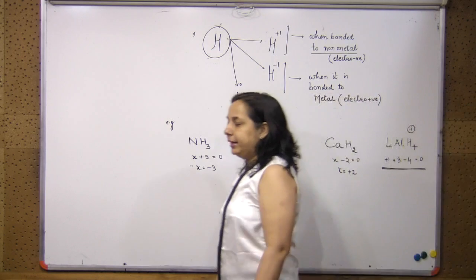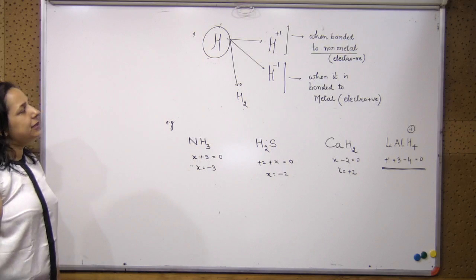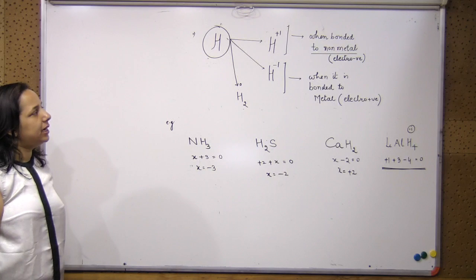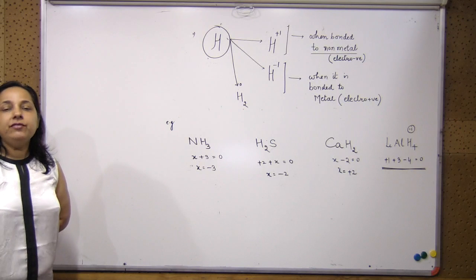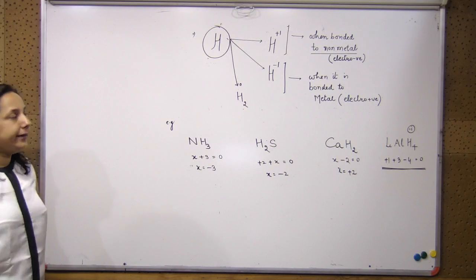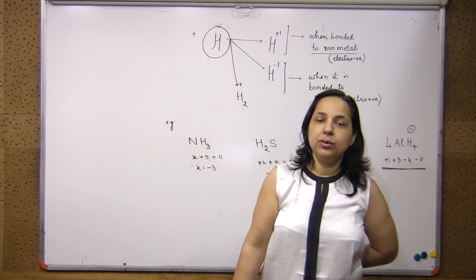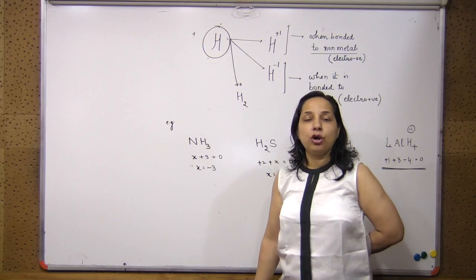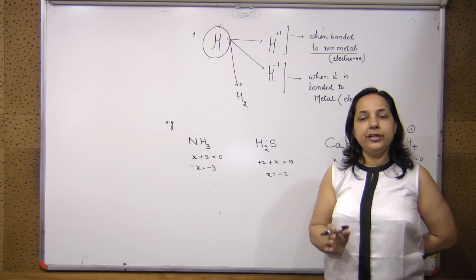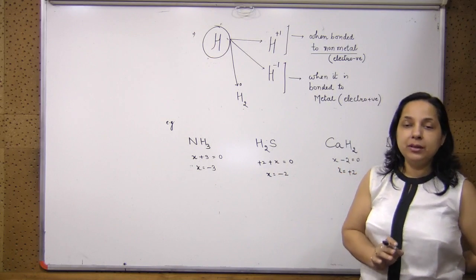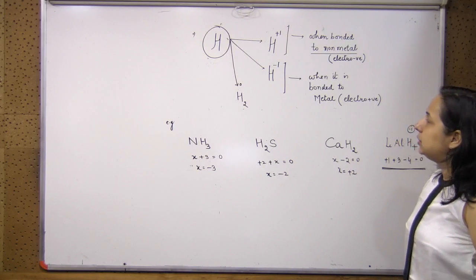So hydrogen is a variable oxidation state showing element. This element has the tendency to show +1 charge, -1 charge as well as 0 charge. When we see H2 gaseous, or hydrogen in its elementary state, we can say it is 0. When hydrogen is bonded to a non-metal, it's going to be +1, and when it is bonded to a metal, it's going to be -1. Right? This is all about your hydrogen.